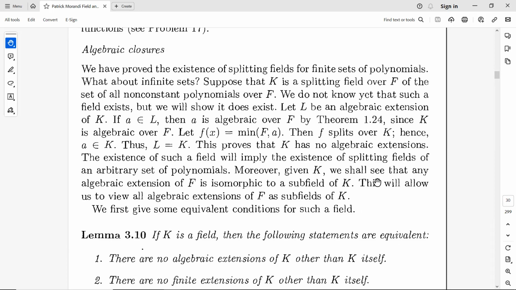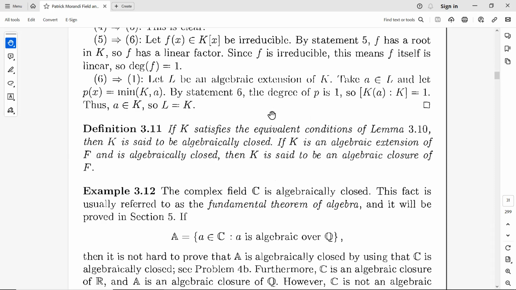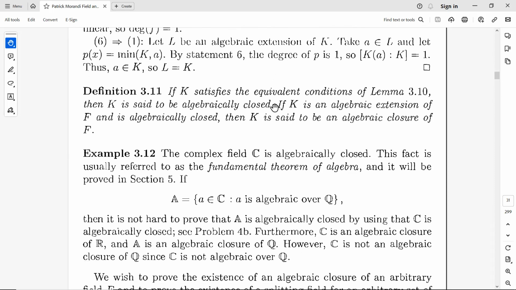So if we're just looking for a definition, algebraic closure. We have proved the existence of splitting fields for finite sets of polynomials. What about infinite sets? Suppose that K is a splitting field over F of the set of all non-constant polynomials over F. We do not yet know that such a field exists, but we will show that. So this is the lemma and definition. If K satisfies the equivalent conditions of Lemma 3.10, then K is said to be algebraically closed.